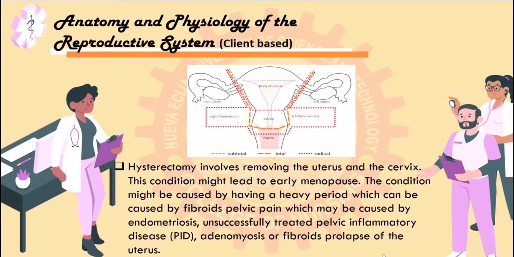For the anatomy and physiology of the reproductive system, client base, hysterectomy involves removing the uterus and the cervix. This condition might lead to early menopause. The condition might be caused by having a heavy period, which can be caused by fibroids, pelvic pain, which may be caused by endometriosis, unsuccessfully treated pelvic inflammatory disease or PID, adenomyosis or fibroids, prolapse of the uterus.